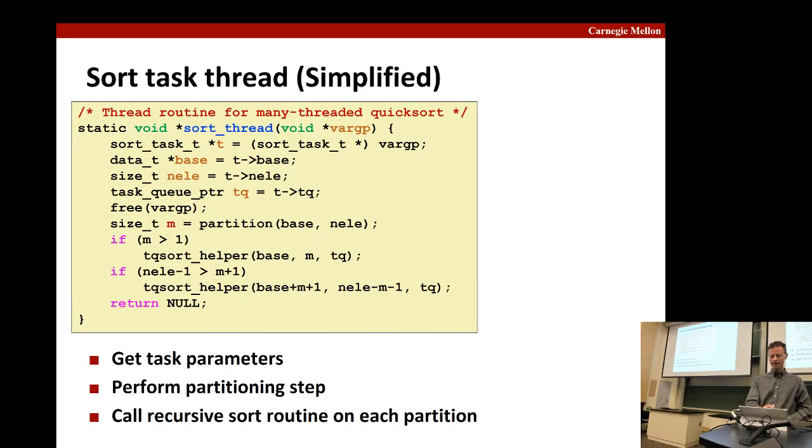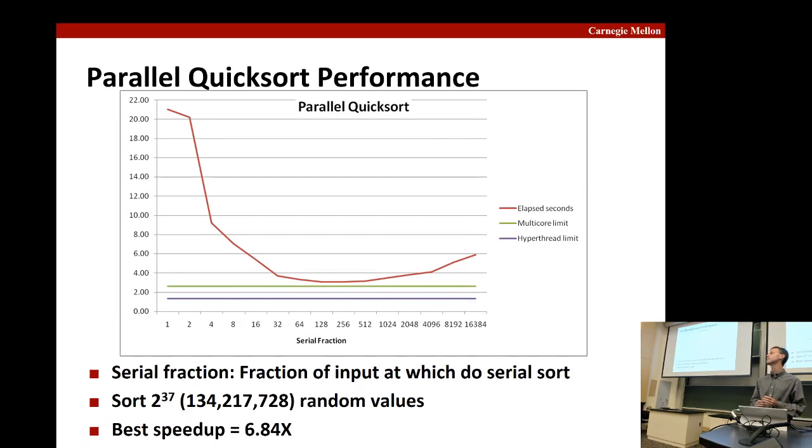Okay, the sort thread is going to, again, call this partition routine that picks this M. And again, if either side is greater than 1 in its size, it's going to call the helper routine to recursively sort that part as well. Okay, so you get the task parameters, you perform the partitioning step, you call recursive sort on each partition. All right, so how does it do?